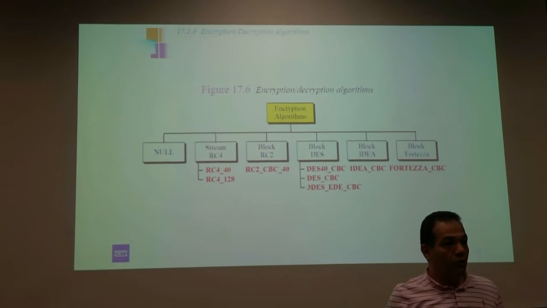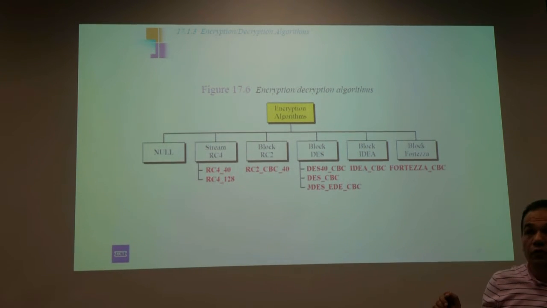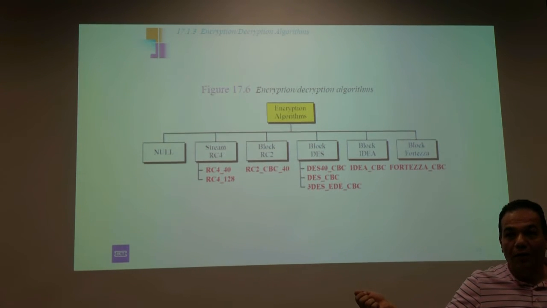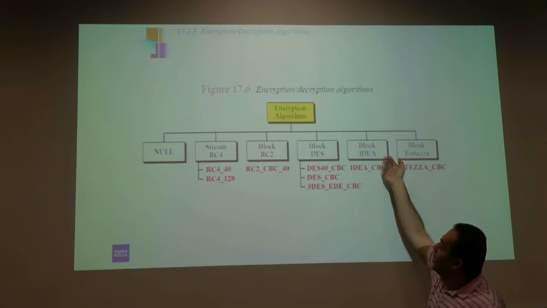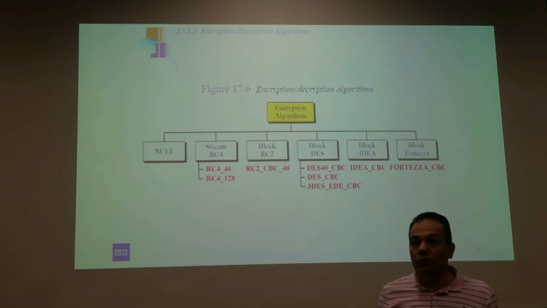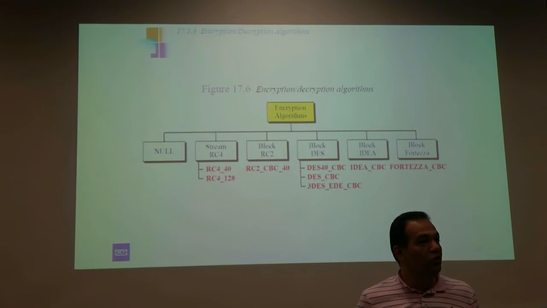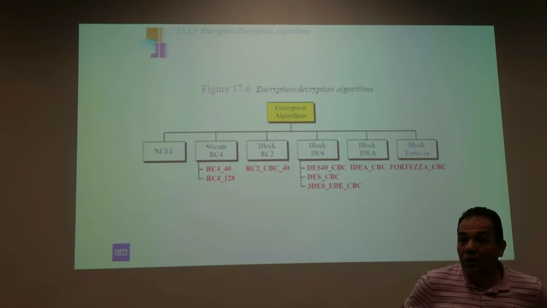SSL could use any of these. So what will happen? The server and the client have to agree on one. If the client is using, for example, block IDEA, the server has to use block IDEA. That means both the client and the server have to agree. Before they start using it, they should exchange the information. We're going to see how the exchange of the information happens.